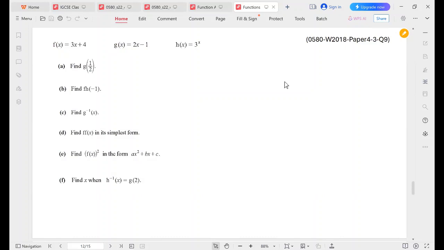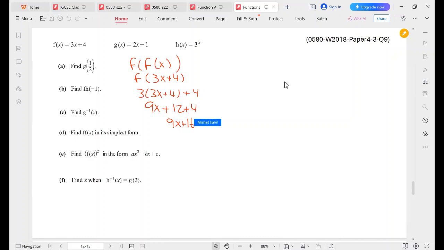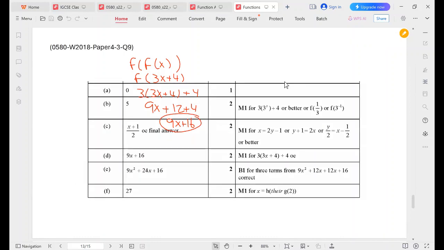In D, we are required to find f of f of x in simplest form. So f of f of x is the same as f of 3x plus 4. And this is equivalent to 3 times 3x plus 4, plus 4. And then we can expand. We get 9x plus 12 plus 4, which is 9x plus 16. And this is the final answer to D, 9x plus 16.